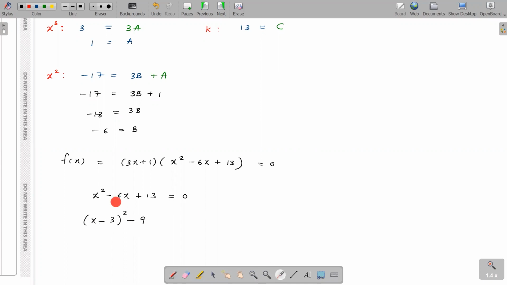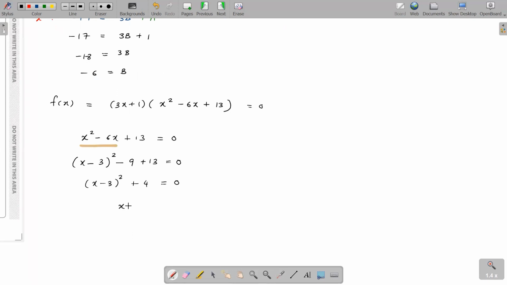Okay, so this is a compulsory minus. x minus half of the value, which is 6 here, 3 squared, a compulsory minus, and just the square of the 3, 9. That takes care of these two. Then plus 13 equals to 0. That gives me (x minus 3)² equals minus 9 plus 13, which is plus 4. Now we have to solve and make x the subject. So (x minus 3)² equals minus 4, which gives me x minus 3.